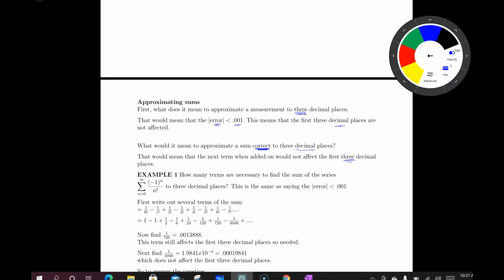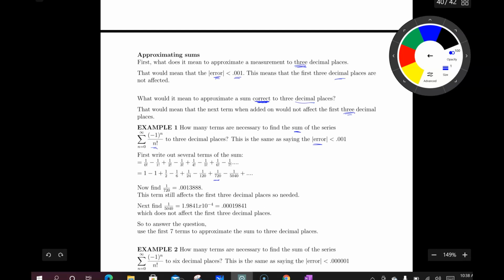All right, how many terms are necessary to approximate the sum of this series to 3 decimal places? That's the same thing as saying that the error is less than 0.001. All right, so I would write out the terms of the series. And I wouldn't start to figure out what the decimals are until about here, right? Because you've got to have 3 decimal places, and these aren't very small. So I get to this number here, 1/720, which still affects the first 3 decimal places. So this is still needed.